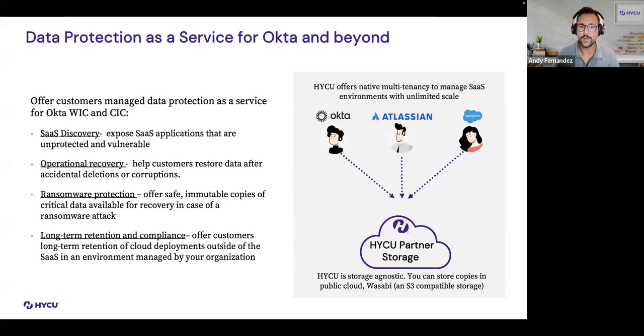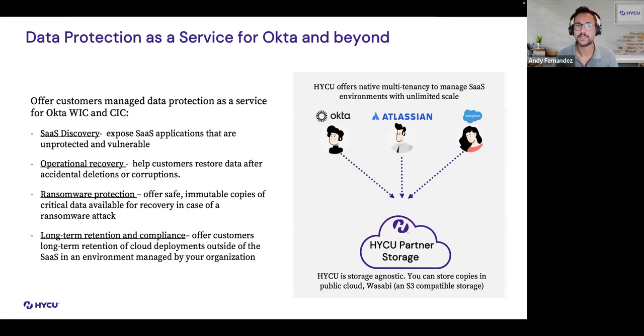And then, can we offer as a service immutable copies outside of the SaaS hosted in the storage choice of the partner as well? This is a critical component as we see organizations in the financial sector and healthcare, they need off-site retention of data. It needs to be immutable. With HYCU as a partner, you can offer that as a service to customers. And ultimately, customers can store the data as long as they please.